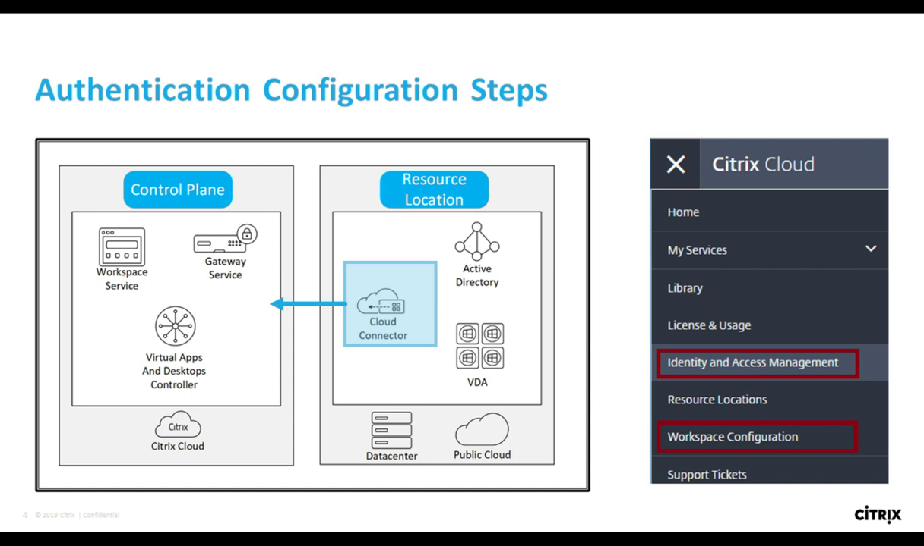So all of the methods that I'll describe in the following slides require you to be logged in as an administrator to the Citrix Cloud console. And all of these authentication options can be found in the 2 options that you see here highlighted: Identity and Access Management, and the Workspace Configuration. Identity and Access Management will allow you to configure these options, and the Workspace Configuration will allow you to enable them. So let's jump right into our content.